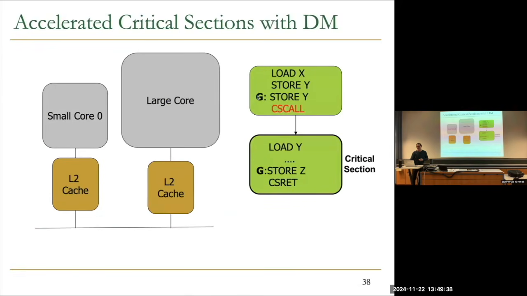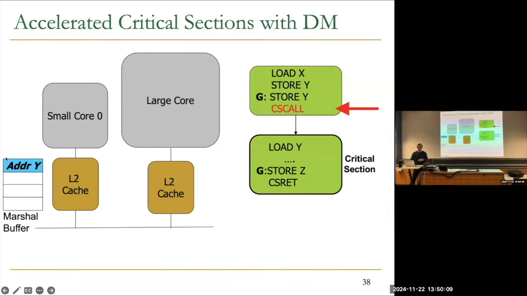Okay, so let me give you an example of how this works very quickly. These are the binaries that are generated for two segments over here, non-critical and critical. This is an example of ACS. We add a marshal buffer to small cores. When the non-critical segment executing on that small core gets to a generator instruction, it puts the address of that instruction into the marshal buffer. And there could be multiple of these put into the marshal buffer.